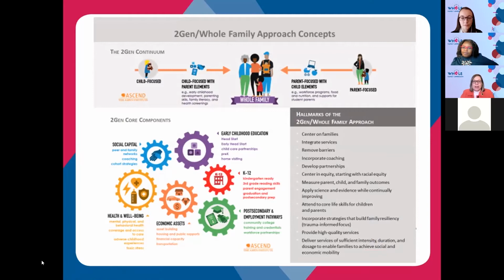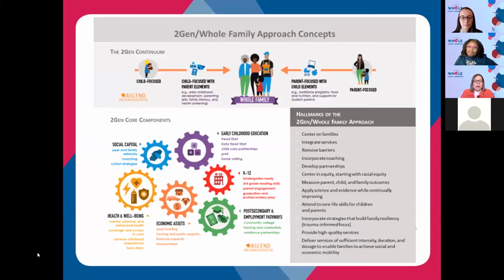What we've done on two pages here is we've captured some of the important frames for doing two-gen whole family work. You've got the two-gen continuum there, the idea of really thinking intentionally about your programs that serve parents, your programs that serve children, and how you can bring those together and address the whole family, the whole person. That's an Ascend graphic and concept that you're all familiar with.